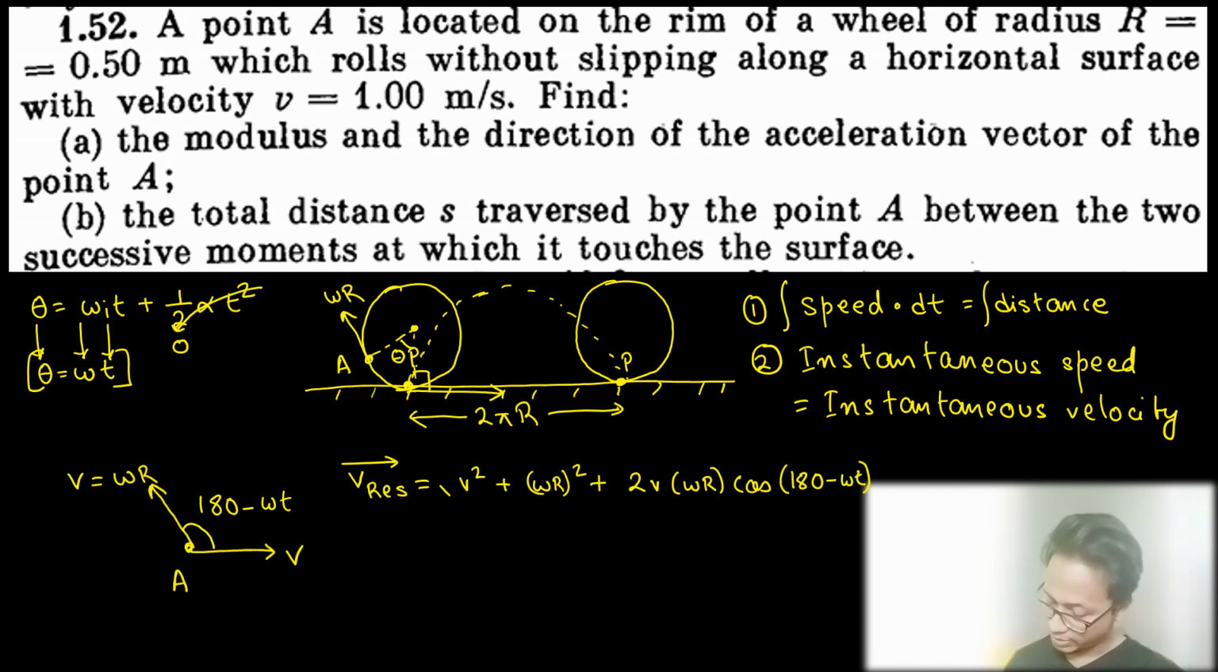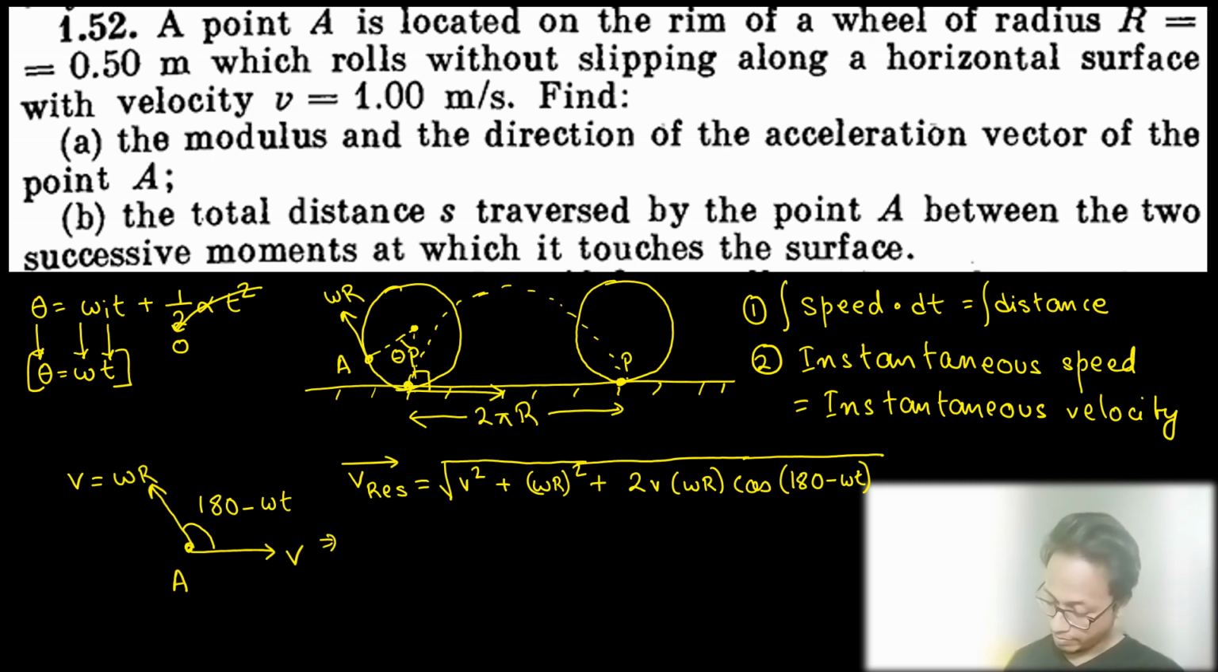What did I just do out here? I just applied the parallelogram law of vector addition. There are two vectors, first vector and second vector: a square plus b square plus 2ab cos of the angle between them.